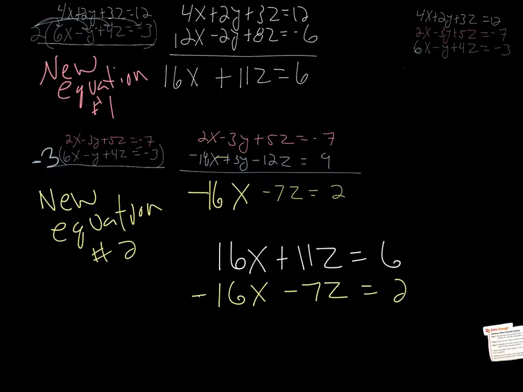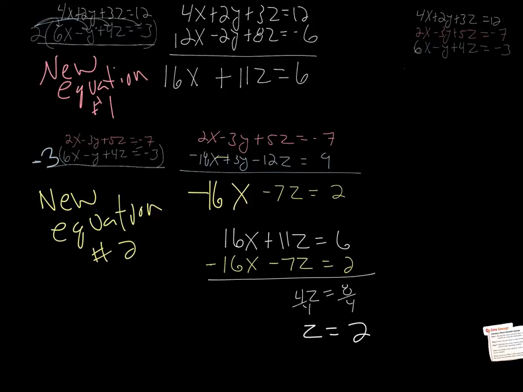So when you solve this out, you'll notice that the x's cancel out, and then you get 11z minus 7z, which is really 4z, and then 6 plus 2 is 8. Divide by 4, divide by 4, and you'll get z equals 2.